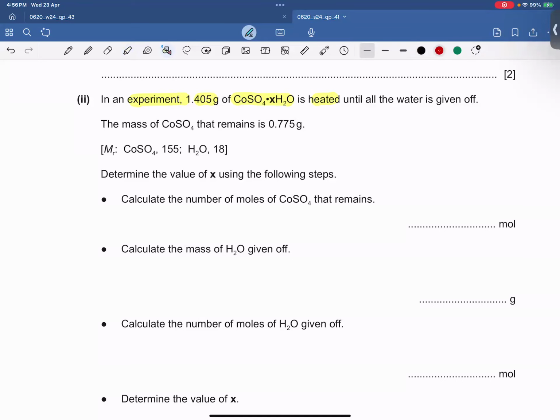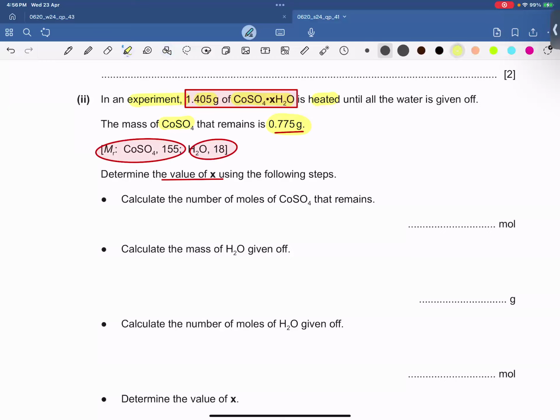Okay. In an experiment 1, 4.0 gram of this hydrated complex is heated. So the mass of sample of this complex is already given. Remember that. Next, cobalt sulfate has a mass of 0.775 gram. The Mr of cobalt sulfate is given. The Mr of water is also given. Determine the value of X. So first of all, let's find the number of moles of cobalt sulfate. So it's basically 0.775 divided by 155. So you will get how much? 0.775 divided by 155 is going to be 5 into 10 to the power minus 3 moles.